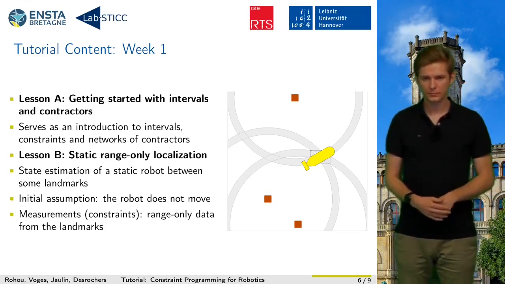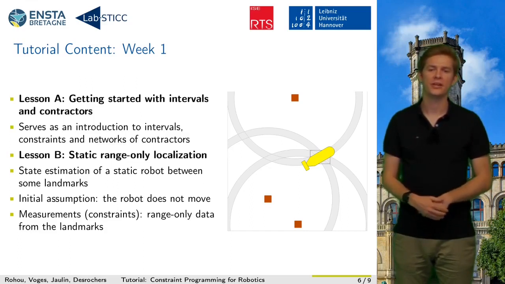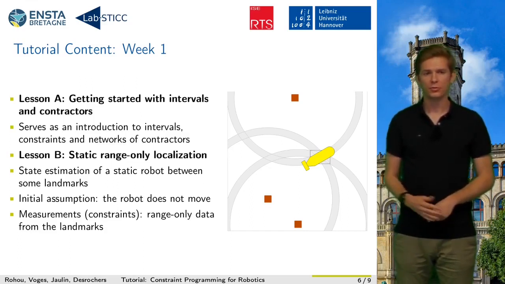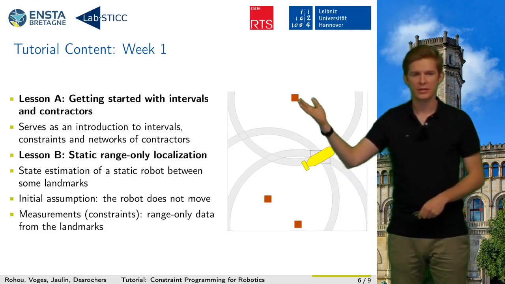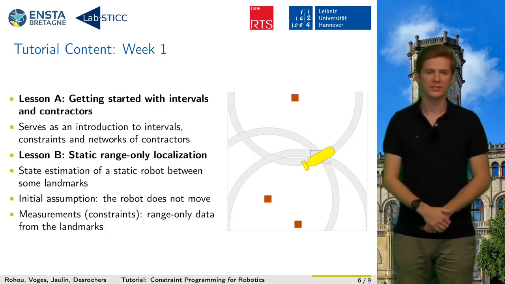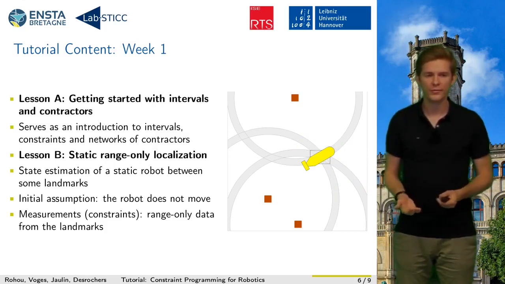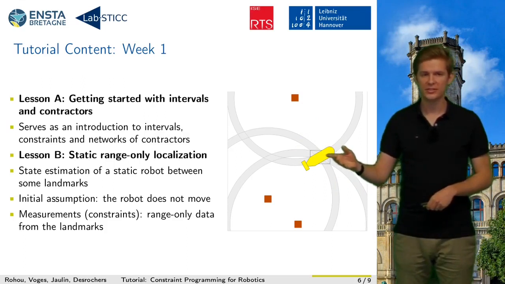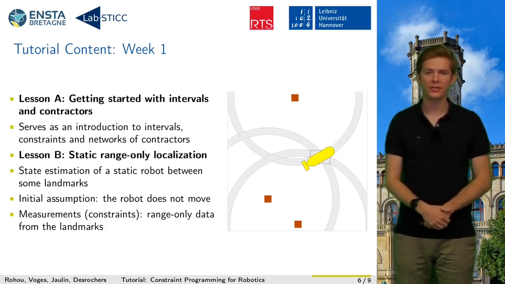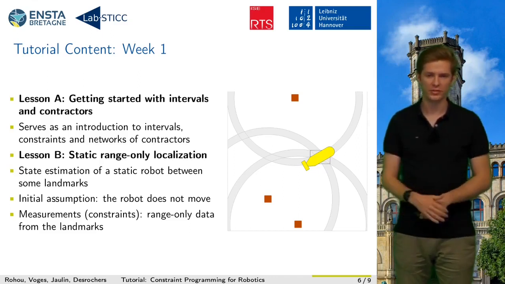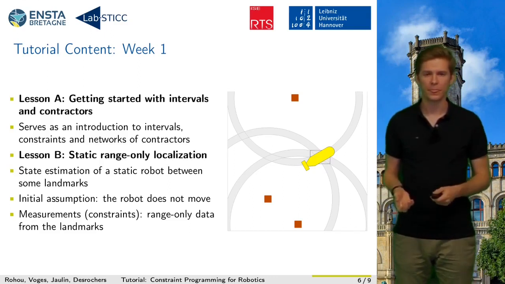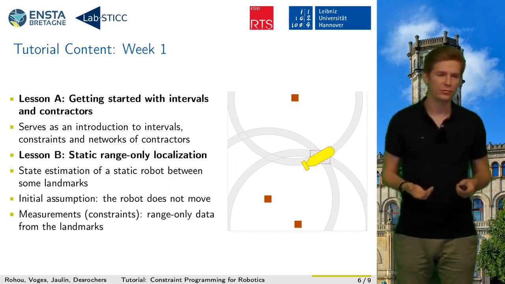The second part of the first week is a static range-only localization. So we don't know where our robot is. We know the position of these landmarks and we know the distances to these landmarks. So we know that the robot must be in the intersection of these 3 circles, but since we have some uncertainty on the distance measurements, we can only compute the robot's position also with some uncertainty. And in this case, of course, the constraints are the range-only data from the landmarks.